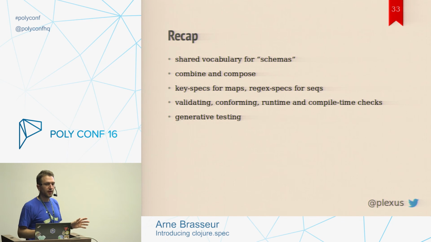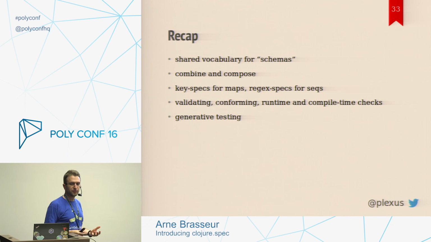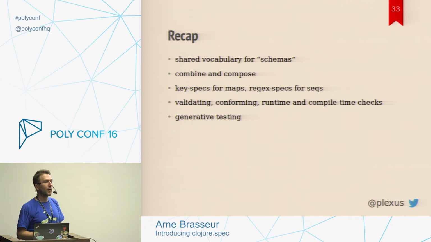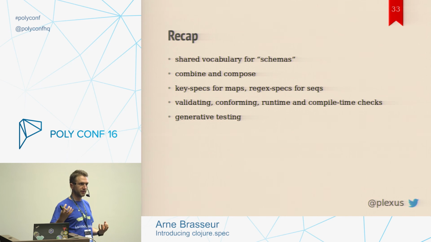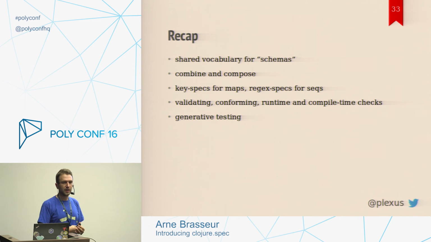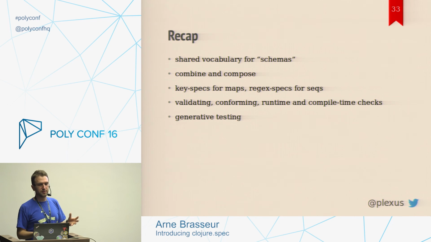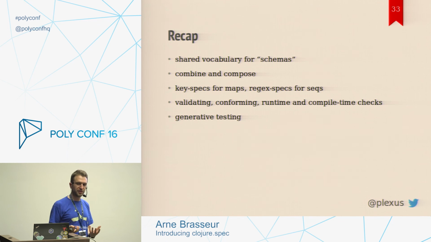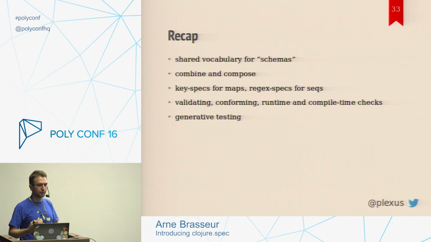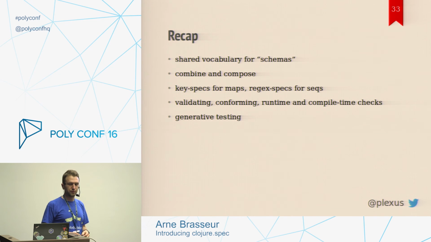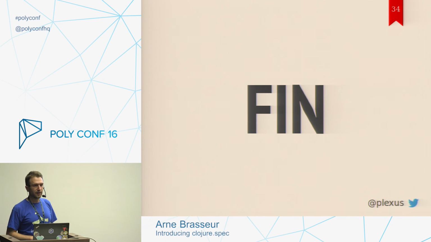So to recap, clojure.spec gives us a shared vocabulary for talking about these schemas of data. And so across the ecosystem now, programmers can also read and see, okay, what is the input that this thing expects? We can combine and compose them to build up bigger nested specs. Some of the more interesting features are these key specs for maps and regular expression specs for sequences. We can use them to validate and conform data, and they give us runtime and compile time checks. And finally, they're useful for generative testing. So that's all I have, but I still have a few minutes left, I think, for questions. So thank you very much.